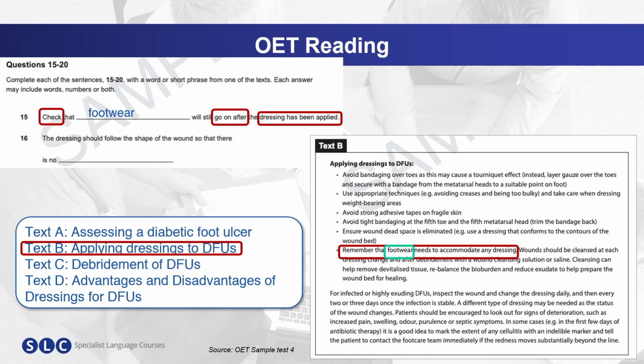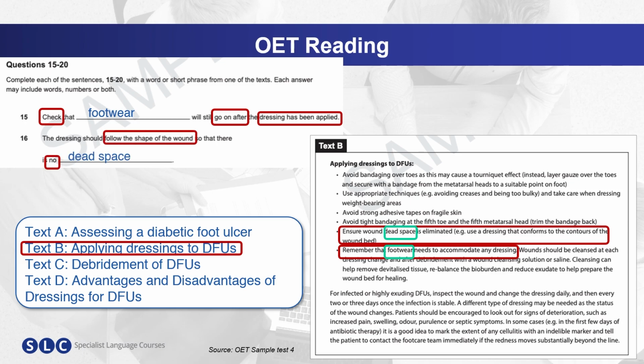Did you find it? That's right, the answer is dead space. We can see in the text it says, ensure wound dead space is eliminated. For example, use a dressing that conforms to the contours of the wound bed. In the question, it says the dressing should follow the shape of the wound so there is no dead space.